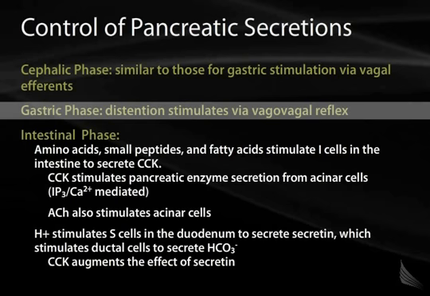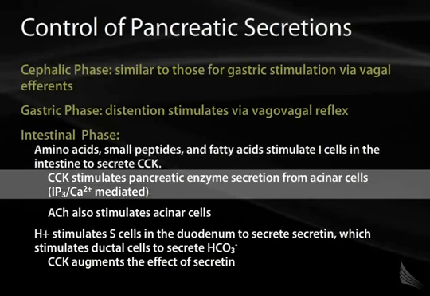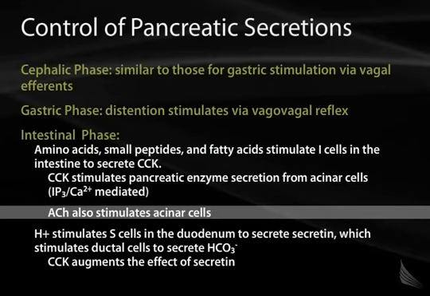In the intestinal phase, amino acids, small peptides, and fatty acids stimulate the I cells, as we mentioned earlier, in the intestine to secrete CCK, or cholecystokinin. CCK stimulates pancreatic enzyme secretion from acinar cells. This is mediated by IP3 and the calcium secondary messenger system. As we mentioned earlier, CCK results in the release of pancreatic amylase, pancreatic lipase, colipase, and also enzymes that digest nucleic acids such as deoxyribonuclease. Acetylcholine also stimulates acinar cell secretion.